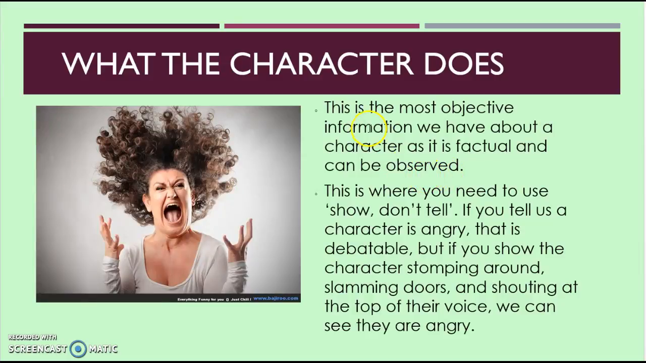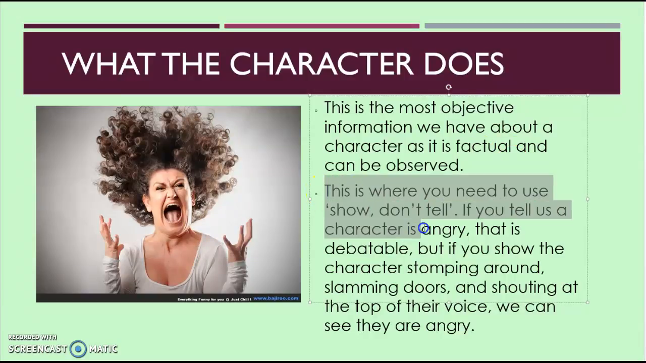The first of these then, what the character does. This is the most objective information we have about a character because it's factual and it can be observed. So objective means that we can't argue with it, it's a fact, it's just something that you can see and that's what they've done, and you can infer from that what you want. You can read between the lines, you can work out what that tells you about a character just based on what they do.